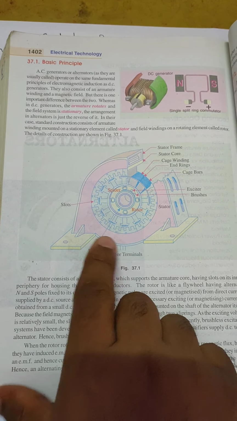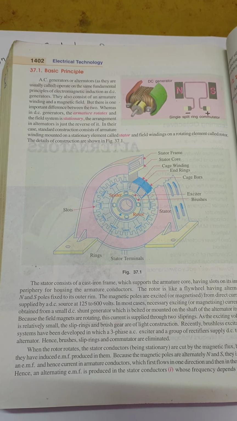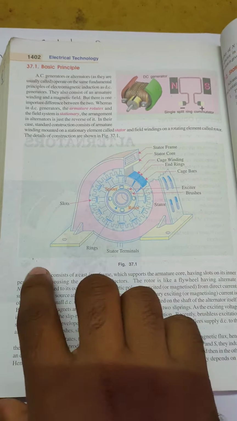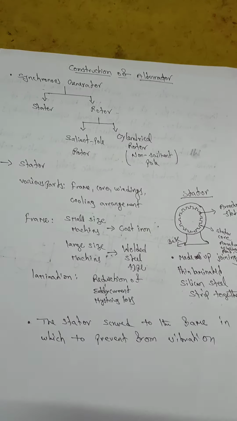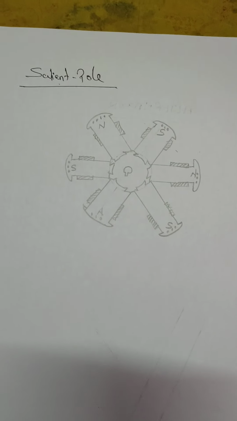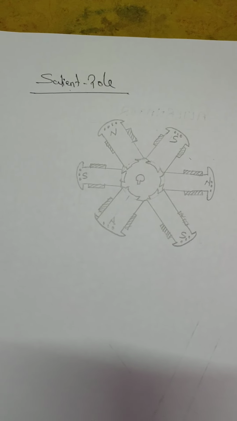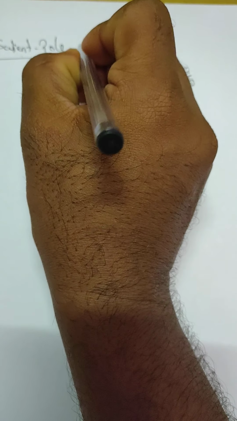Now we already discussed the stator diagram and we'll go for the rotor. In the rotor we again have two types, that is nothing but salient pole and non-salient pole. Now first we'll go for the salient pole. Now this is the salient pole rotor.